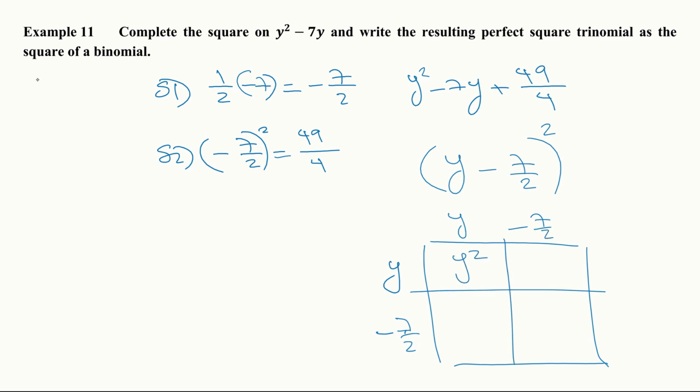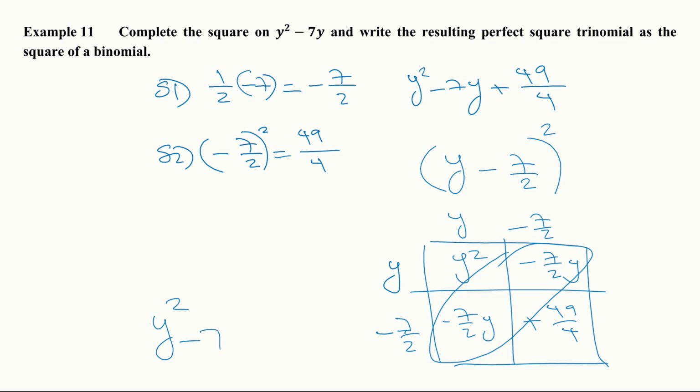That's y squared minus 7/2 y. I'm just multiplying it like a times table, right? Minus 7/2 y plus 49 over 4. That's -7/2 times -7/2. Now these two combine to give me -14 over 2 y, which is just -7y, right? So I get y squared minus 7y plus 49 over 4, which is exactly what we had here, okay? So that's how you complete the square with some fractions involved.